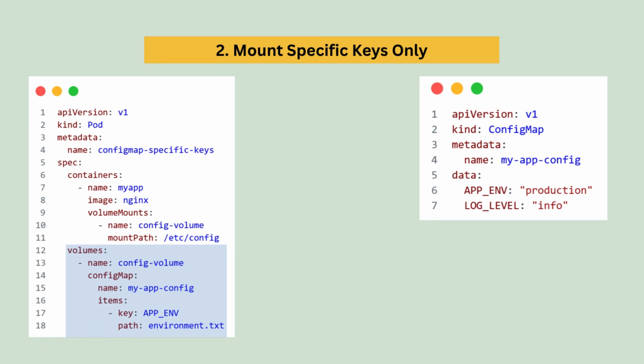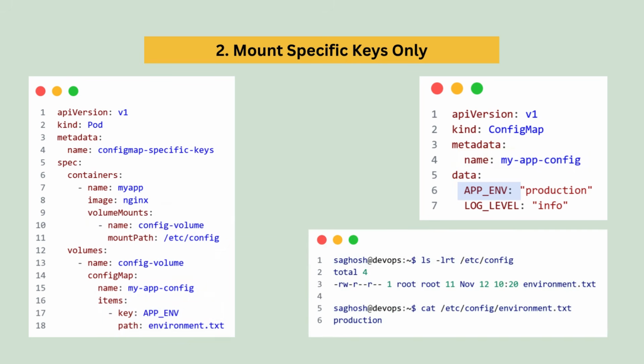And here's how it works step by step. This name myAppConfig is the config map that it needs to read from. Under items, the key field app environment points to the exact entry inside that config map. And the path environment.txt defines what the file should be called inside that container. Then in the container section, this part decides where this selected data should appear. Here it's at /etc/config.